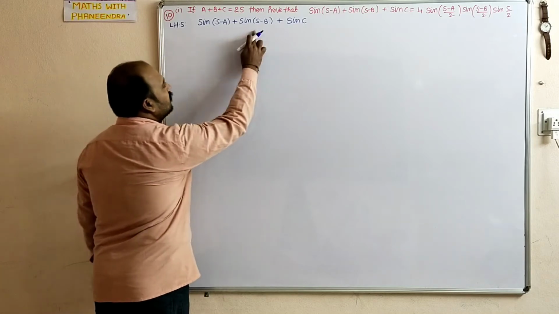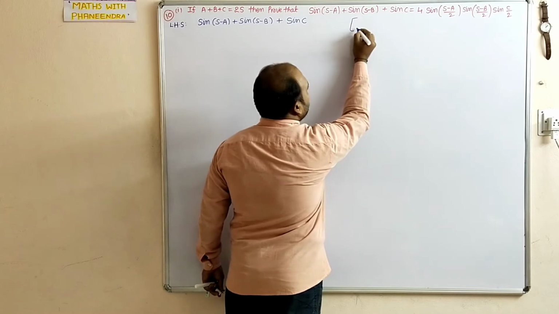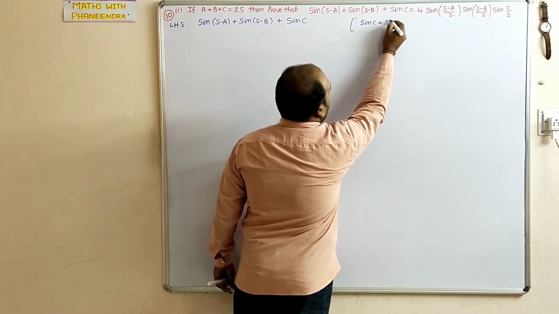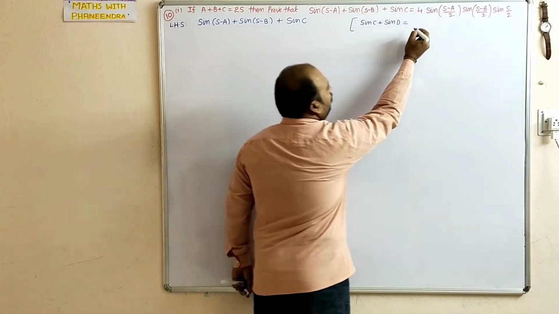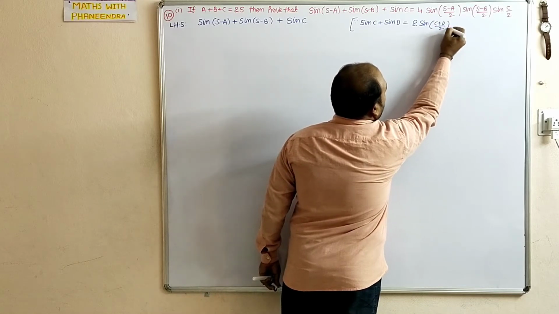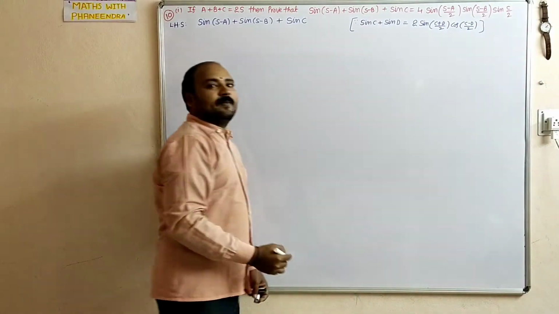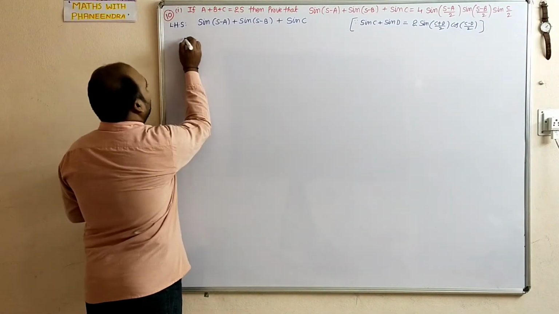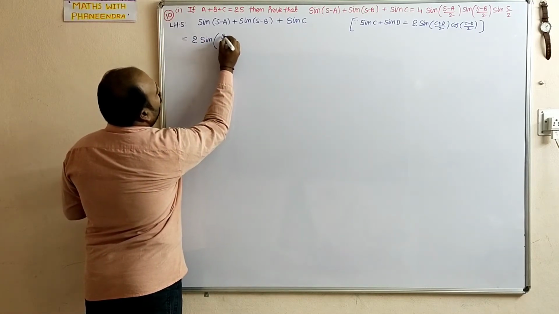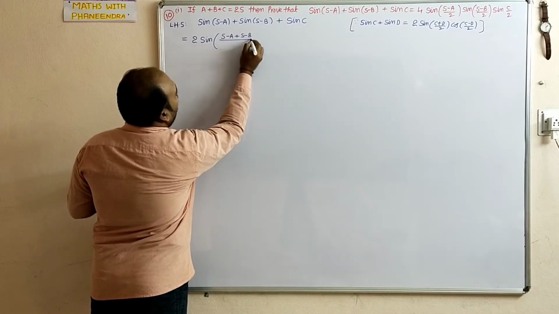For the first two terms, we are going to apply the sine c plus sine d formula. What is the formula for sine c plus sine d? Sine c plus sine d equal to 2 sine of c plus d by 2 cos of c minus d by 2. This is the formula. So it will become 2 sine of c plus d by 2, that means sine of s minus a plus s minus b divided by 2.